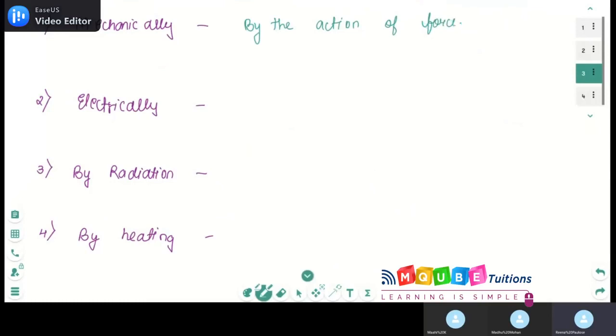Electrically, how do you transfer energy? There isn't any other description, but you can only transfer them electrically by means of the charge carriers. By radiation and by heating. These are the four ways. All right? And how do you mechanically transfer the energy? That is by the action of force.